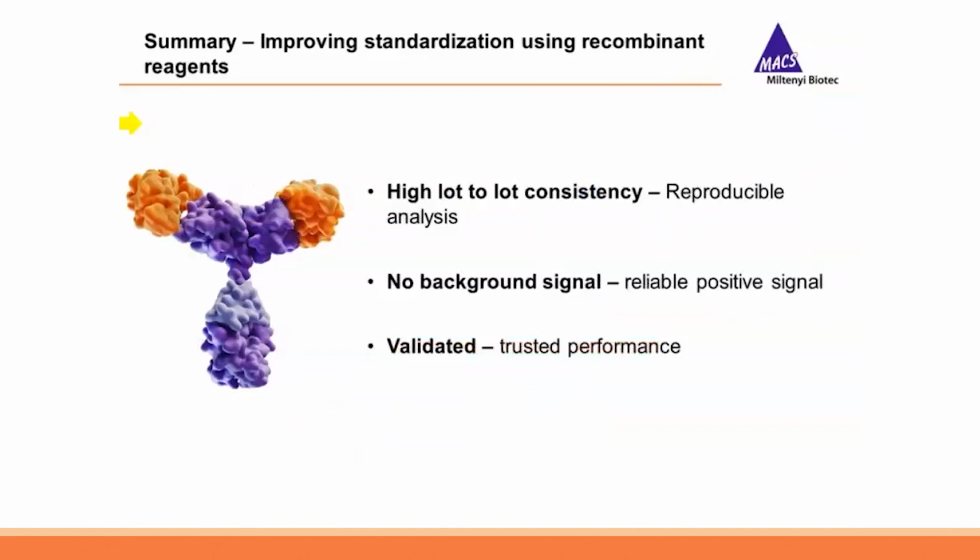So this brings us to the summary of how recombinant technology can be highly useful in achieving higher standardization and reproducibility when flow cytometric analysis and antibody panels are established. It's inherent in the nature of the production that recombinant antibody technology ensures high lot-to-lot consistency and hence reproducible analysis. The REAfinity technology of recombinant antibodies also ensures no background signal, and that's why a reliable positive signal. This is very important, and what we also saw in our own analysis, that this is a critical step if you want to automate the analysis. These reagents have been validated in the context of cell manufacturing, and a lot of different criteria are thoroughly tested.